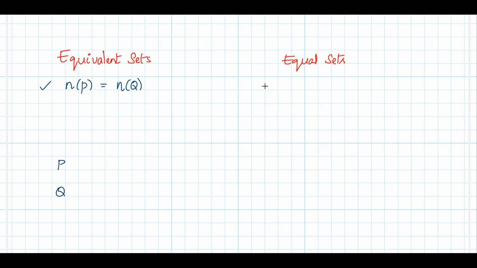Now, when do we say these two sets are equal sets? If the cardinal numbers of sets P and Q are equal, and along with this condition, make sure all the elements present in set P are members of set Q. And in the same way, all the elements of set Q are members of set P. So sets P and Q will have exactly the same elements. All right. So this is the second condition. Now we'll try to understand with an example.